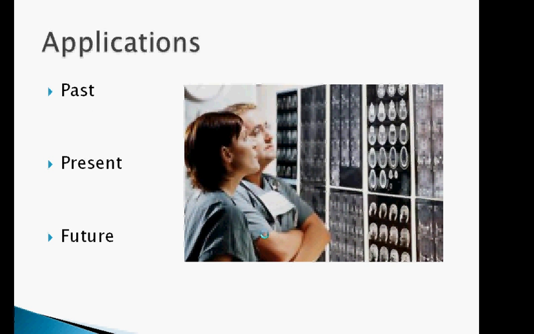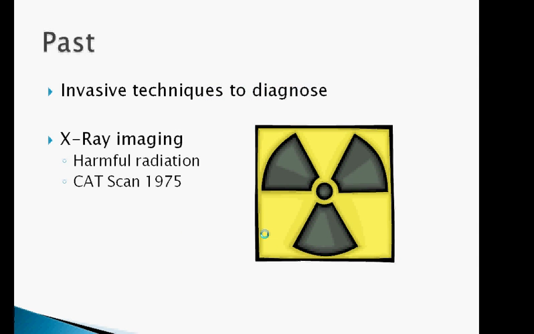And now we will go to applications: past, present, and future. So in the past, before the MRIs, there were, I guess, two techniques for diagnosis of inner human abnormalities. There were invasive techniques, which would be through surgery, or X-ray imaging, which also contains harmful radiation.